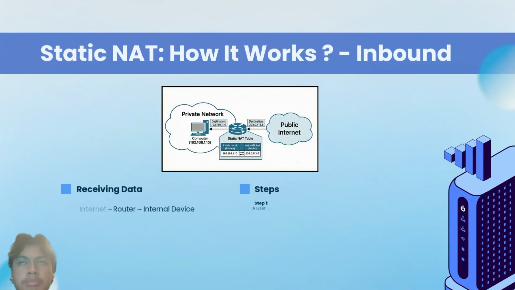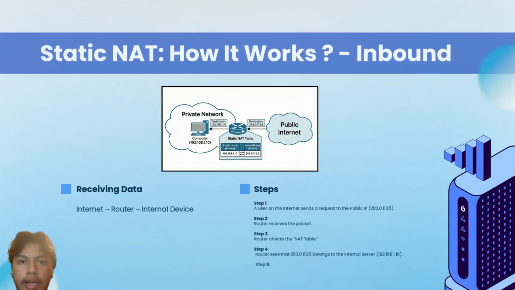Just now, I explained outbound, where we send data from our internal private server to the public internet. Now I will explain inbound, which is how we receive data from the public internet. For example, think of it like someone is trying to call you from the outside and you are trying to receive the call from inside your house. The route will be from the public internet through the router, and the last destination will be our internal device. So how does it actually work?